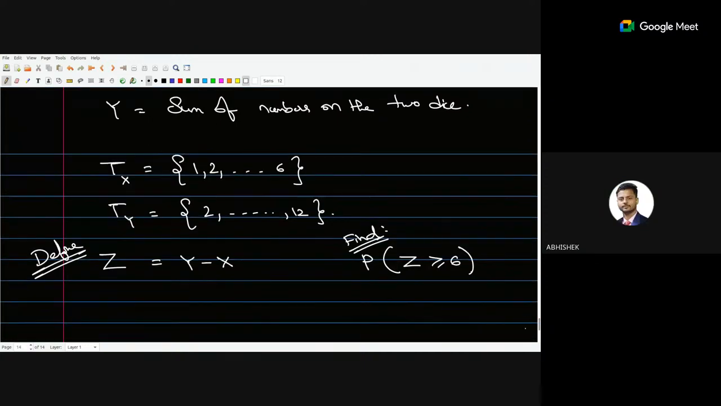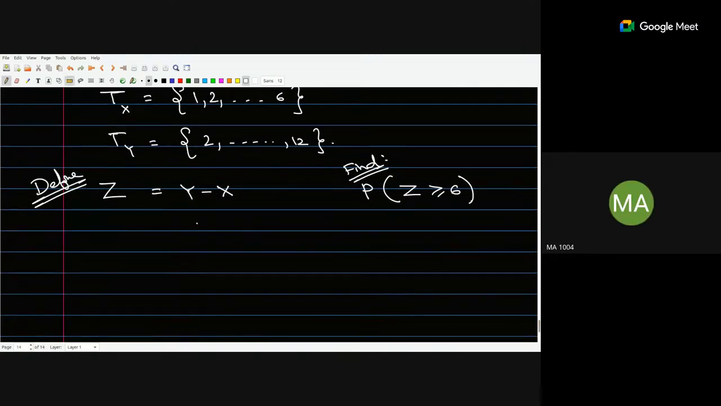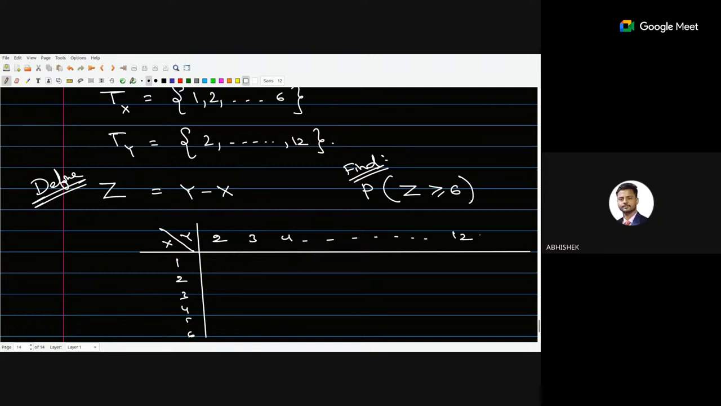I tried to make a table for this. Okay, let's draw the table. Since y has many values, let me put y on this side and x on the other. So x is 1, 2, 3, 4, 5, 6, and y has 2, 3, 4 and so on till 12. We are interested only in the part where z is 6 or greater. If x is equal to 1, then y should be 7 or above.